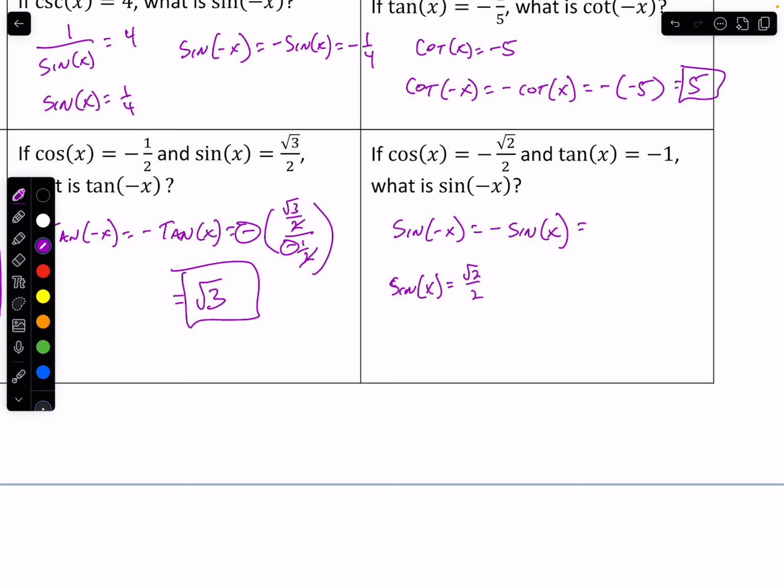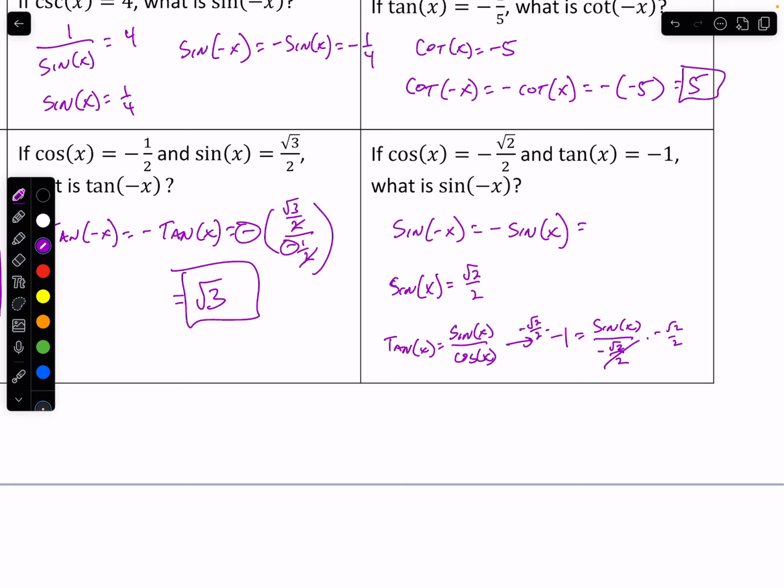How do I know that? Because tangent is equal to sine over cosine. And since, oh, sorry, they tell me up here, tangent is -1. So then I know -1 equals, and they tell me cosine is negative root 2 over 2. So it would be sine of x over negative root 2 over 2. And if I wanted to solve for sine of x, I can multiply both sides by negative root 2 over 2. Or I could just kind of know that that's what it's going to be.